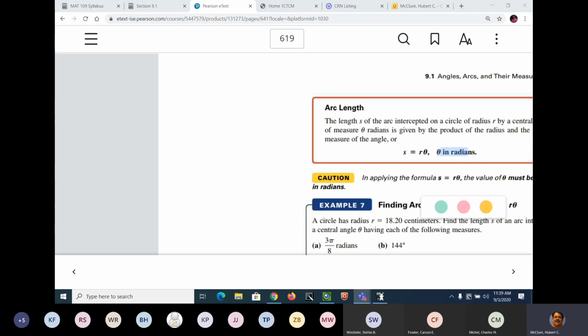So make sure you make that note right here. If you're doing this by hand, and that's what we're doing, even though you're using the calculator, we're still doing it by hand. You want to make sure that theta is in pi mode, which means radians. Okay?